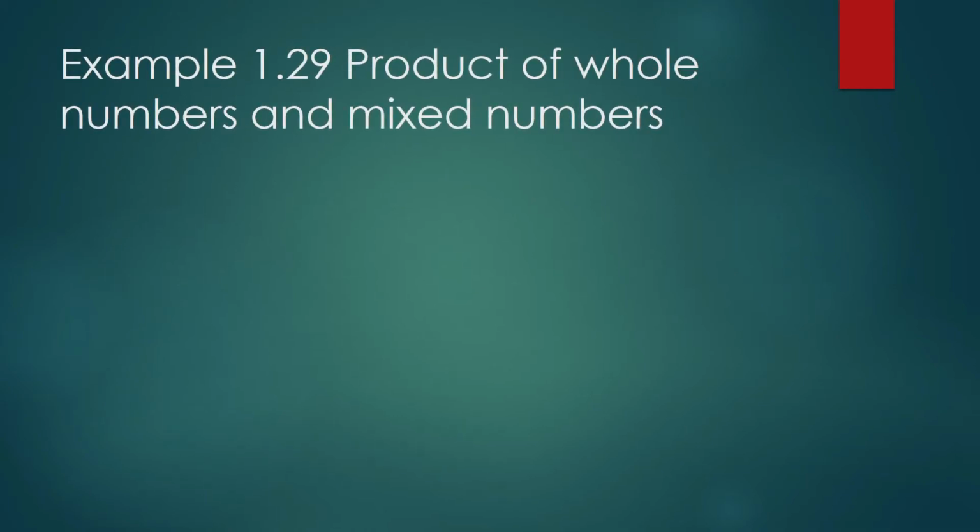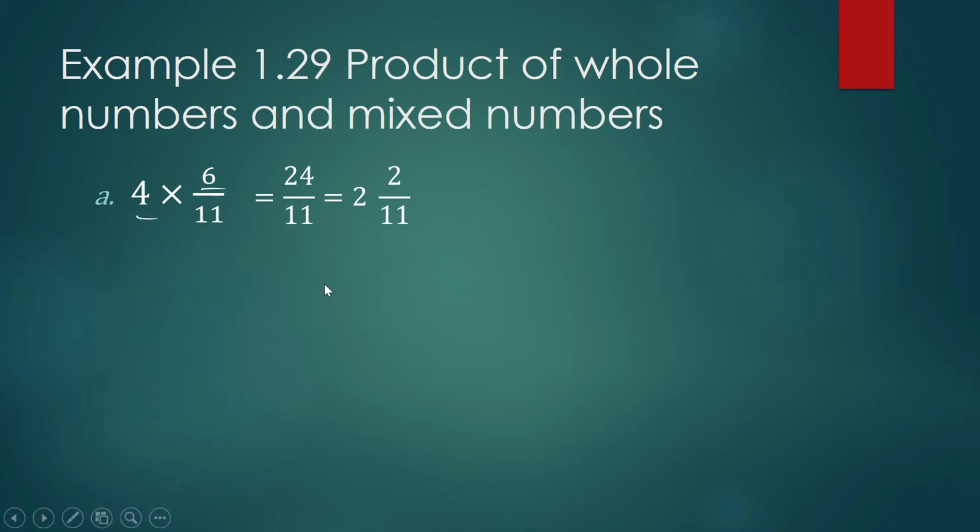Example 1.29, product of whole numbers and mixed numbers. 4 times 6 over 11. So we will multiply 4 to 6, 24 over 11, and that is the same as 2 and 2 over 11.